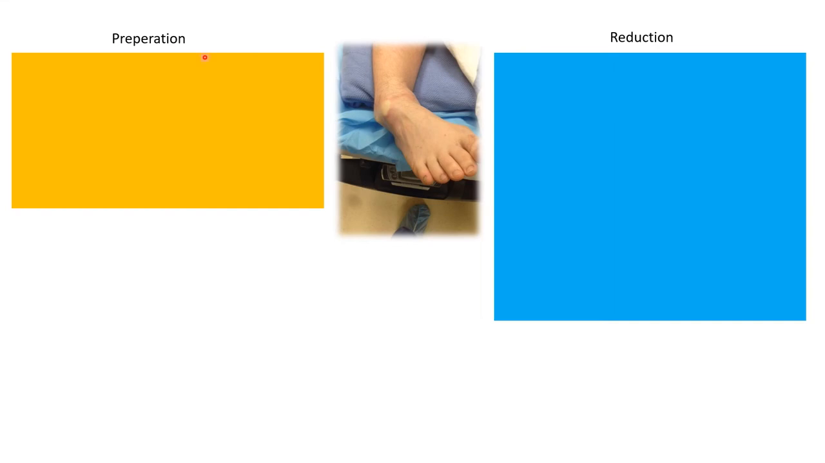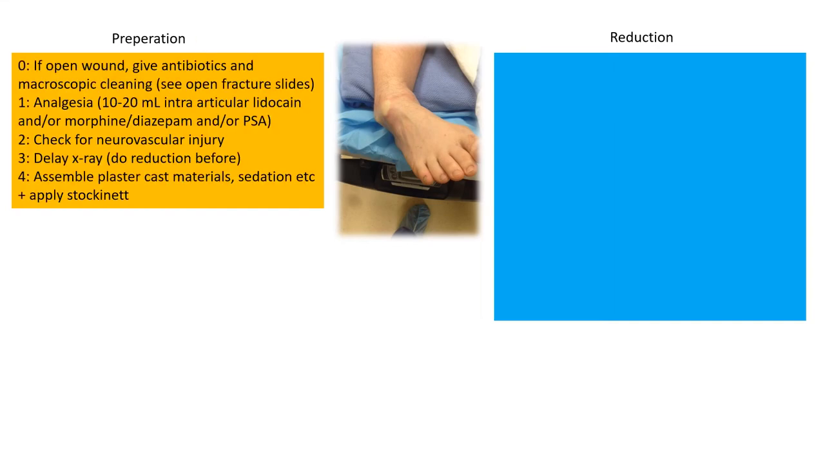So before, okay, we see this injury. What do we do? Well, before we want to check whether this is an open wound or not, and whether or not they need antibiotics. And if there's an open wound, then we'll do a macroscopic cleaning of it. No spooling, not a lot of water, just macroscopically cleaning the worst of it. We'll come back to why later.